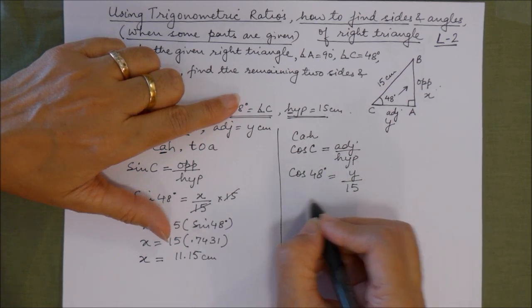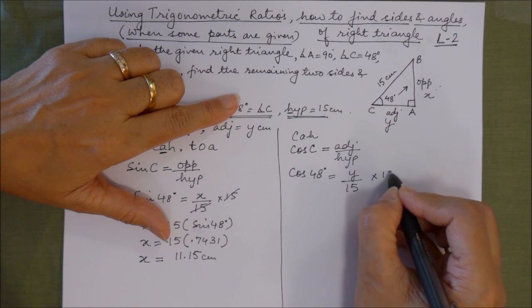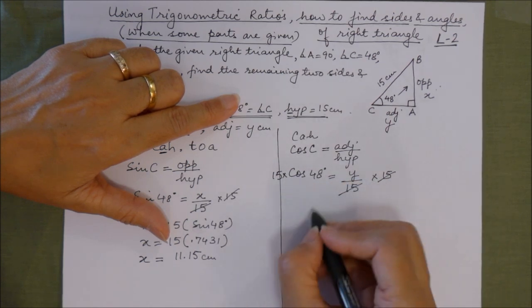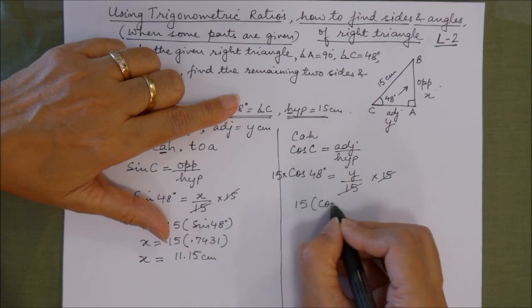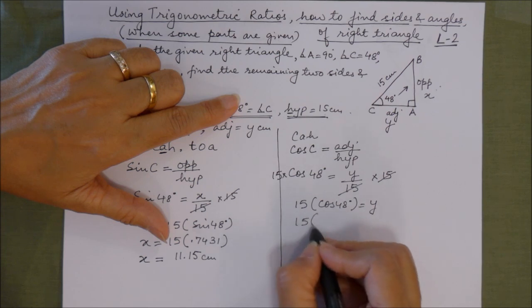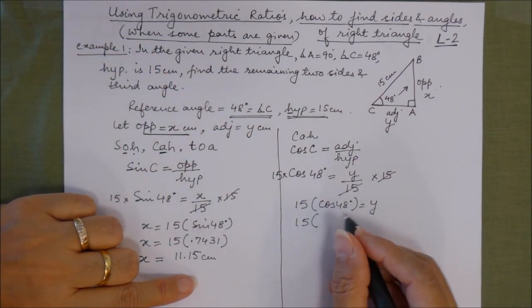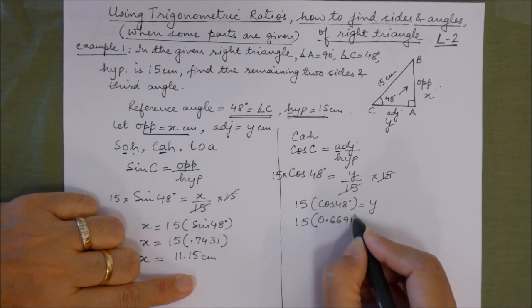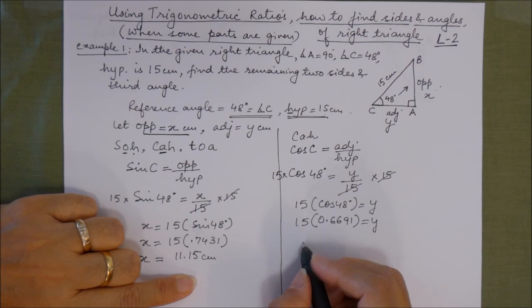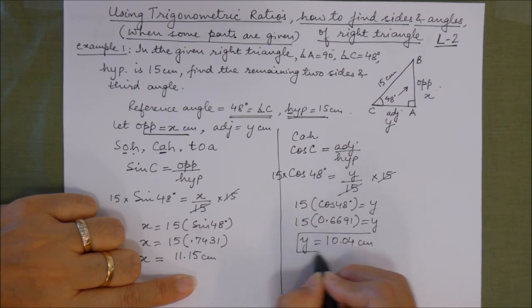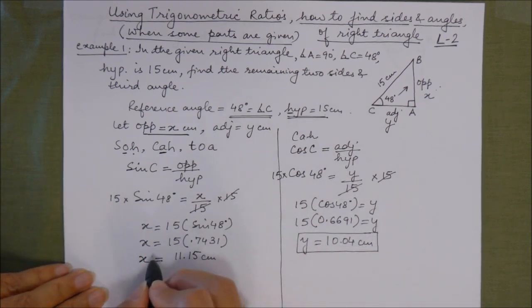Again we multiply both sides by 15, so this cancels out. So 15 times cos 48 degrees is equal to y. Using the calculator, cos 48 up to 4 decimal places is 0.6691, so we get y equal to 10.04 centimeters, rounding to 2 decimal places.